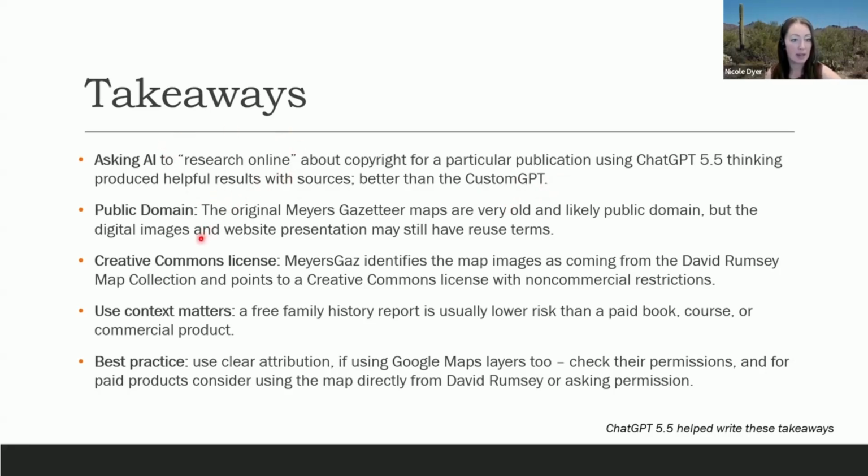Public domain: a lot of older things like that are in public domain, but sometimes the website presentation may have reused terms. The Creative Commons license is good for non-commercial things like a research report that you're not trying to sell like 100 copies of. Use context matters. A free family history report is usually lower risk than a paid book, course, or commercial product.